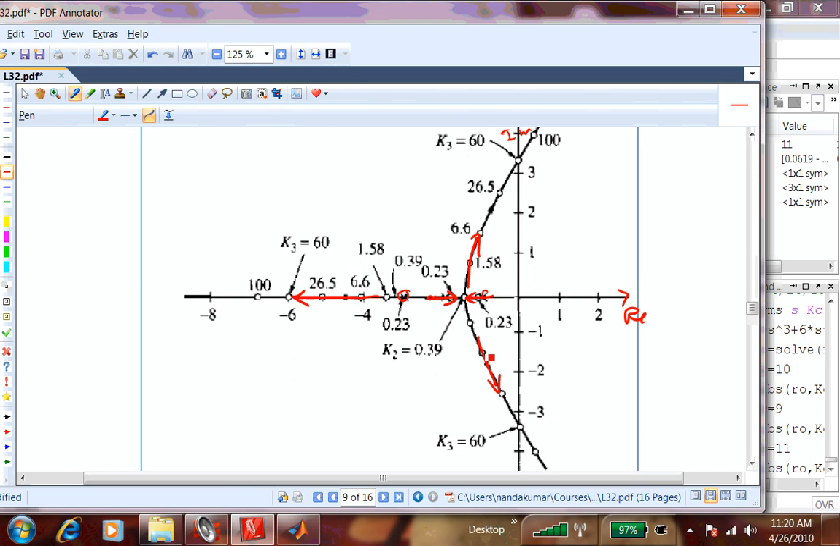What is most important for us is the crossing point. When they cross this axis, what is the value of Kc? That is your stability boundary. That's where you get a periodic solution. Any questions on the graph?